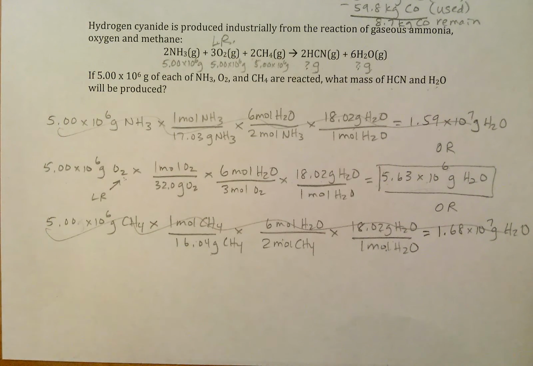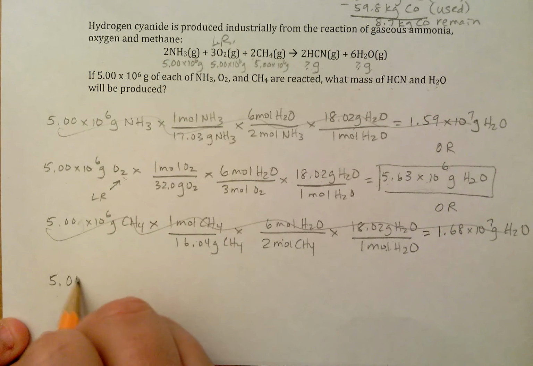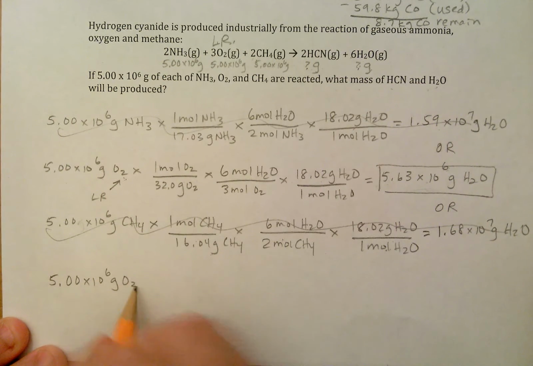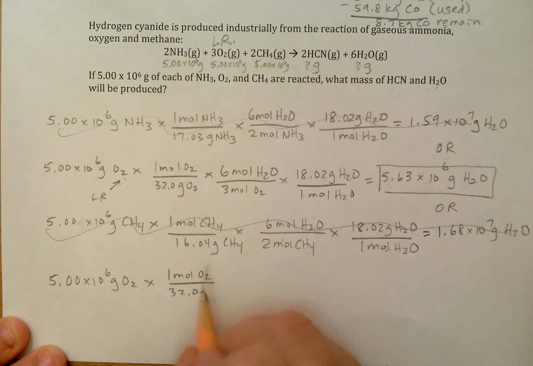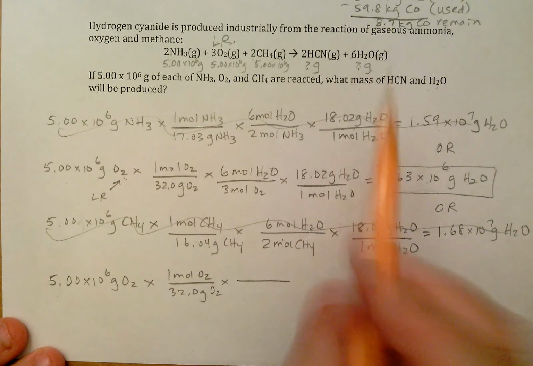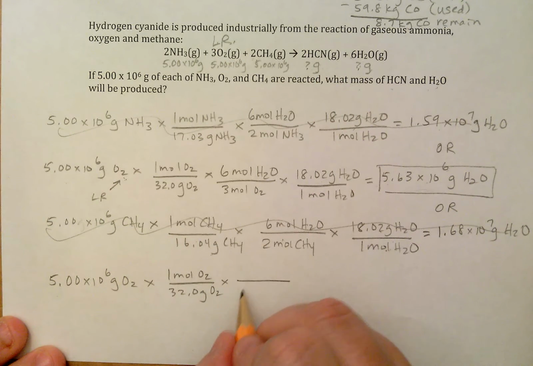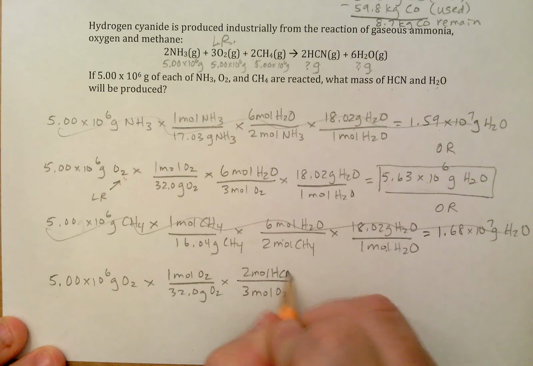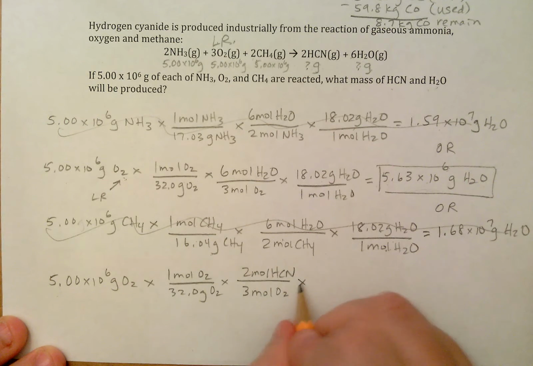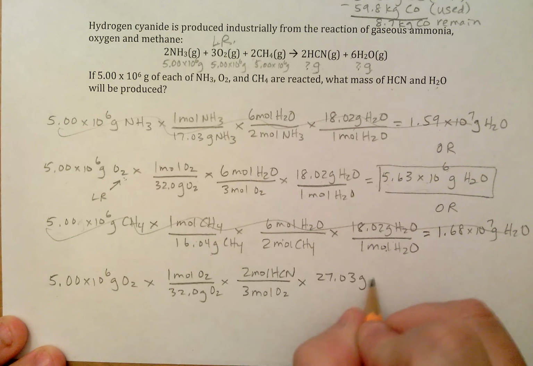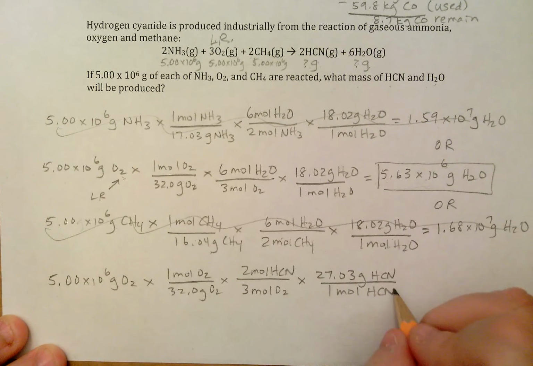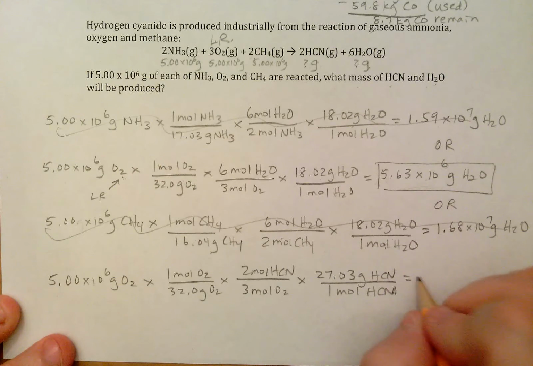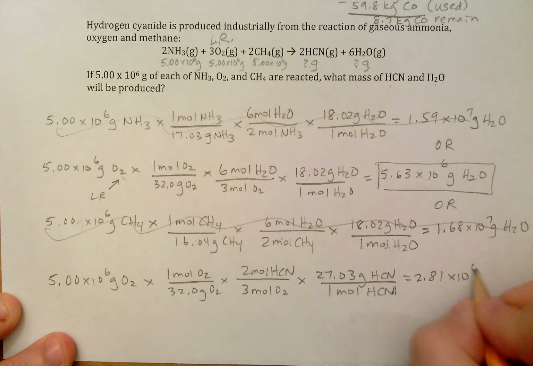All right, so we have, again, 1 mole of O2 weighs 32.0 grams. Now we're trying to get to HCN this time. So we have 3 moles of O2 on the bottom and 2 moles of HCN on the top. And we have 27.03 grams of HCN to 1 mole of HCN. And if I calculate this out, I get 2.81 times 10 to the 6th grams of HCN. So this is the theoretical yield of HCN. And that is all the question asks.